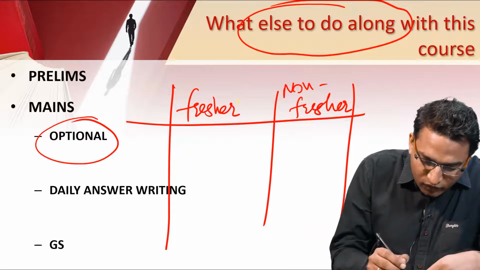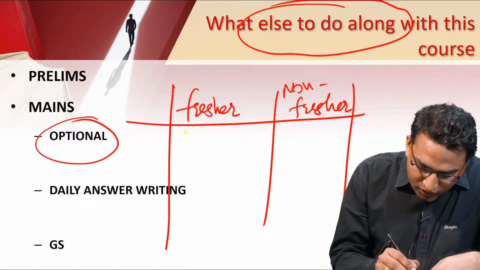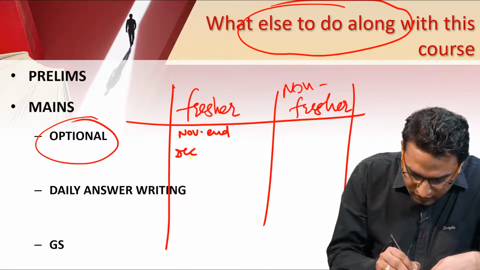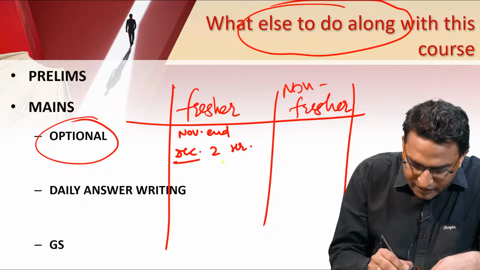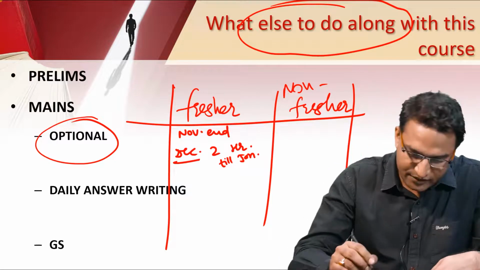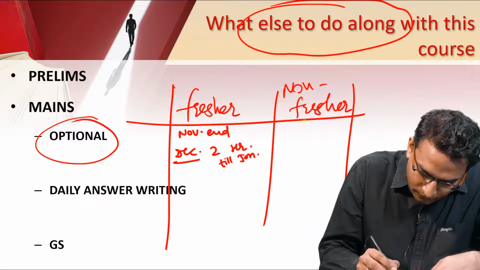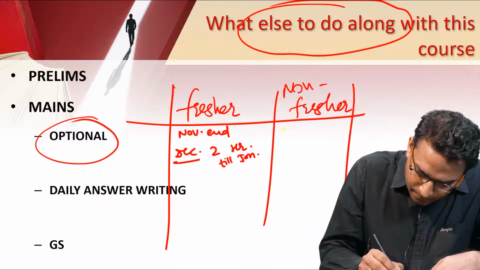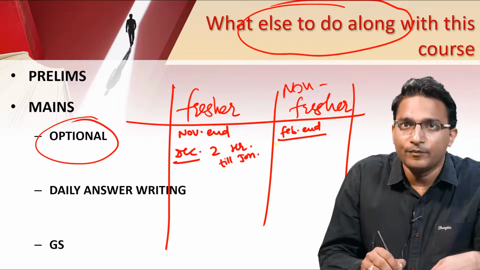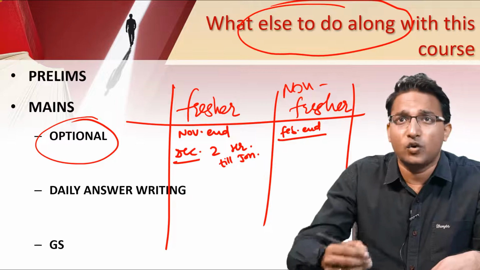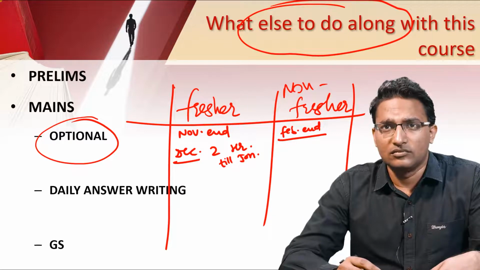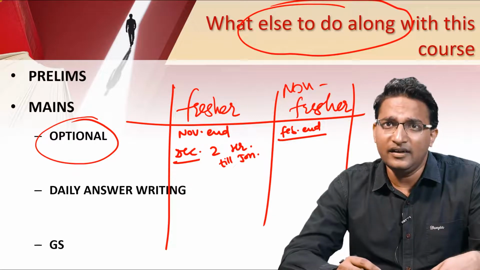Now coming to the optional, in case of optional, the fresher can continue the optional till November end, right? And from December onwards, he or she can spend 2 hours on a daily basis till maybe January, and the rest of the time he or she needs to spend on the prelims. For the non-freshers, till February end they can focus upon the optional, right? And after February, they need to focus 100% on the prelims. And if you are insecure, then you can start 100% attention from the start of February itself.